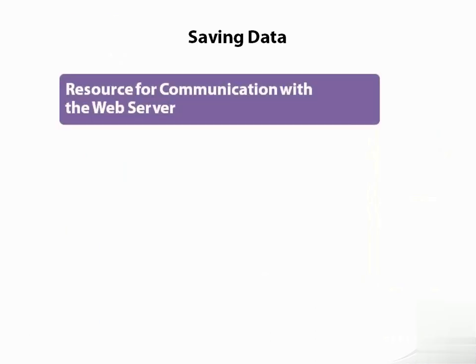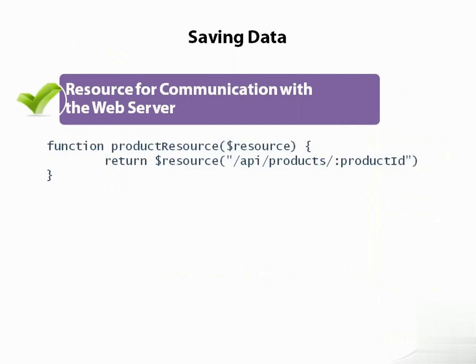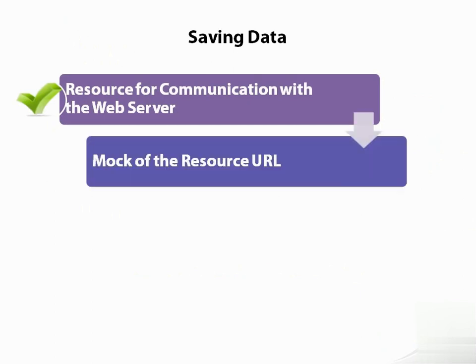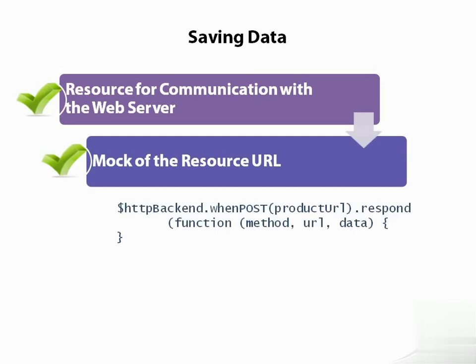To save the data from our form, we first need to define the appropriate resource for communication with the web server. Check. We did that already. The single resource we identified for the retrieve will work for the save as well. Next, we need to mock the resource URL so we can run the application without the web server. Check. We've done that too. When we set up the mocking earlier in this course, we added the mocking for the save.